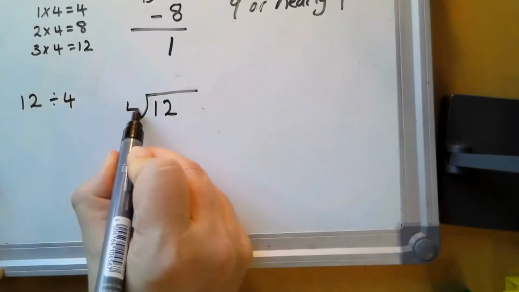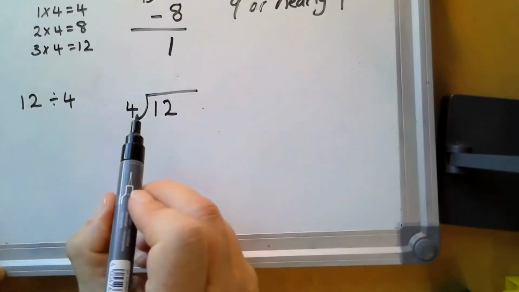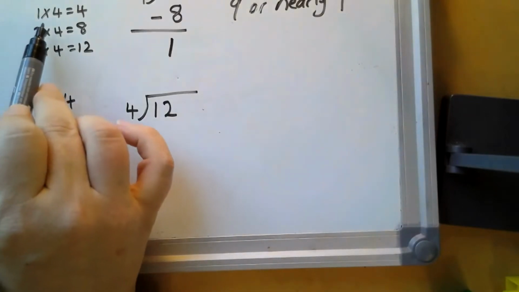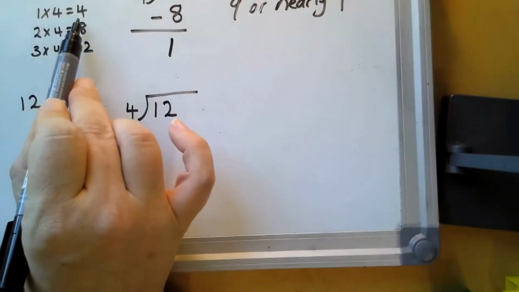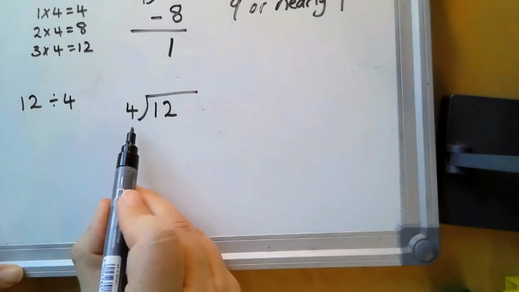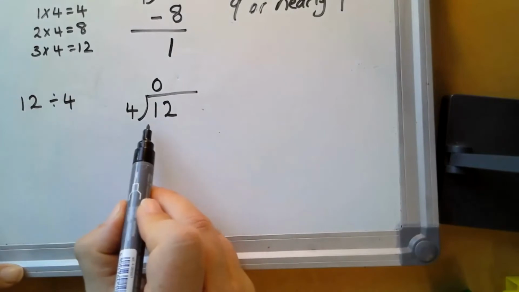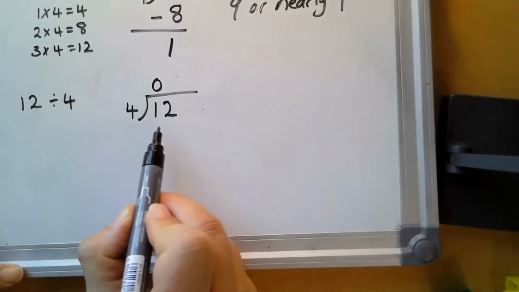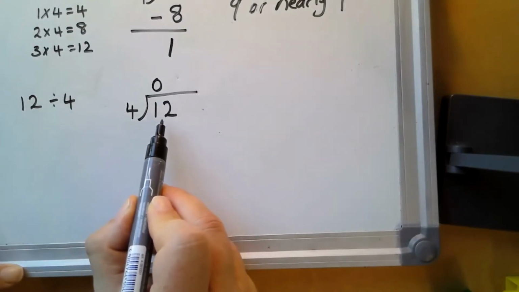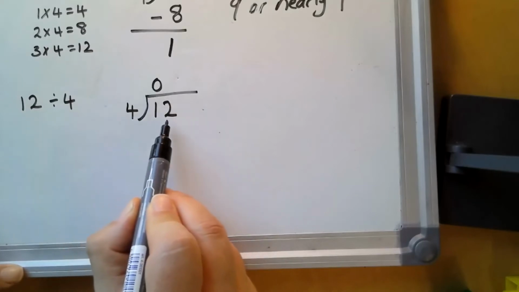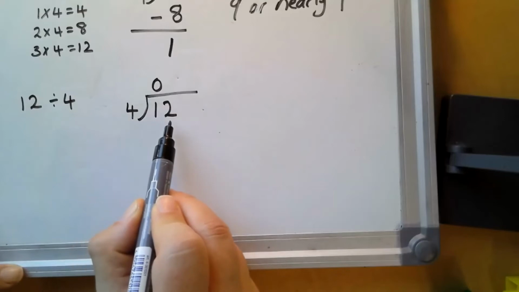And then the 4 comes here. So how many 4s go into 1 or nearly 1? Well, 1 times 4 is already too big. It's not 1. So we've gone too much. So actually it's 0. We don't have any there. And because this is right at the start of our division, if this is 0, then, okay, how many 4s go into 12 or nearly 12?